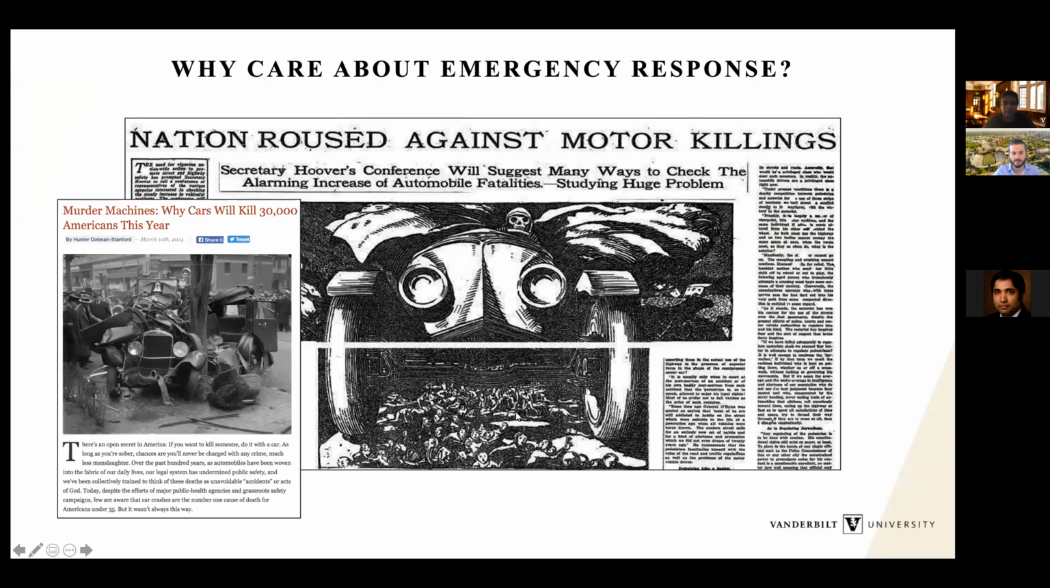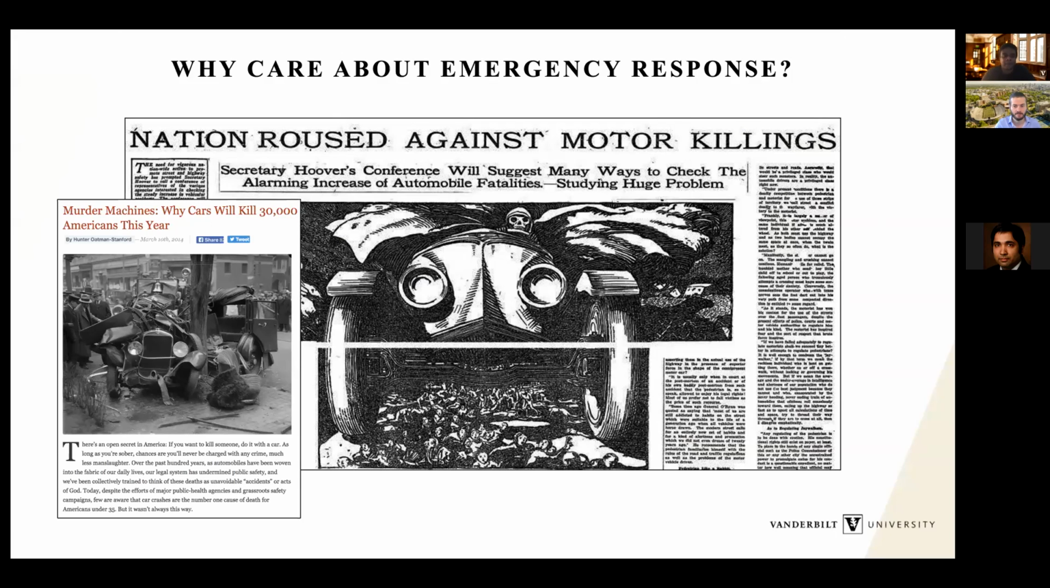In fact, this is a very recent newspaper clipping. It says that about 30,000 Americans die every year, or at least it projects, due to motor vehicle accidents. The real number is actually much higher. It's close to 40,000. But if you can read the article, it's especially the last line, it says that car crashes are the number one cause of death for Americans under 35. As far as largely the youth of the country is concerned, this is the leading cause of death.